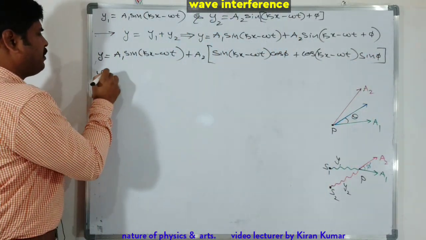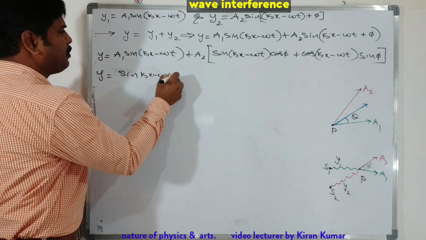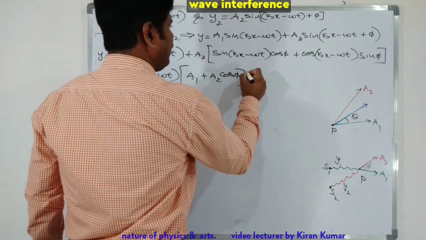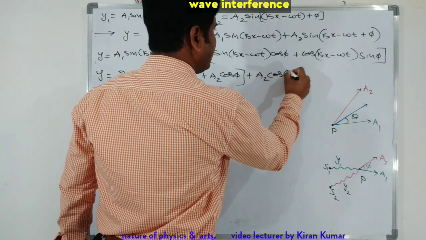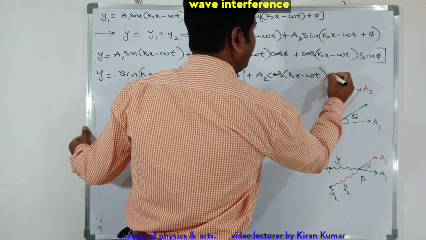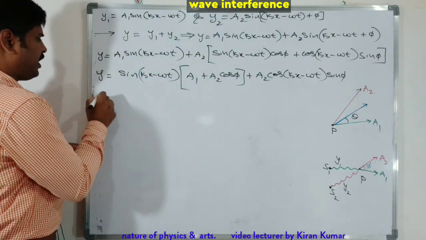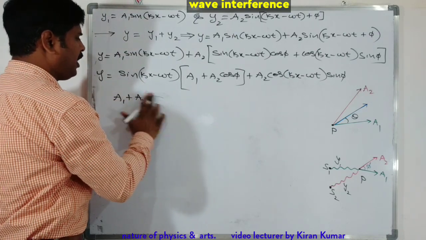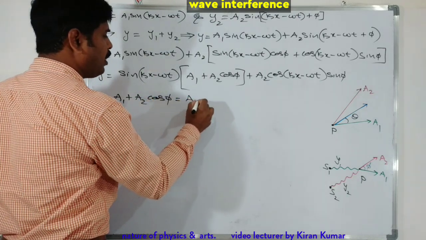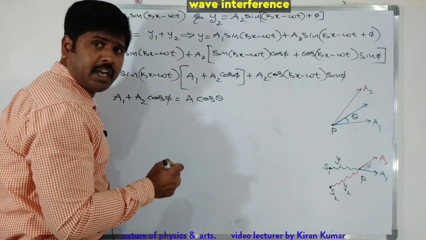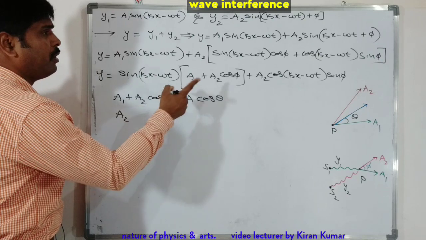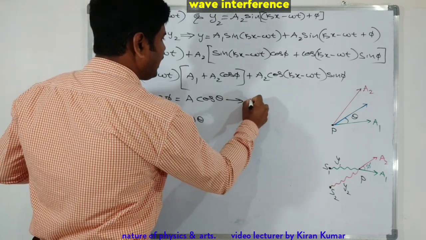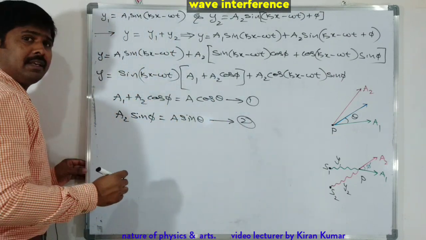See here, y is equal to sine kx minus omega t is common, then the remaining value is A1 plus A2 cos phi, and the remaining value is A2 cos kx minus omega t into sine phi. Rearranging the equation, before that the values are here A1 plus A2 cos phi, which is equal to A cos theta, the resultant amplitude. So A2 sine phi is equal to A sine theta. These are taken as equation 1 and equation 2, both are replaced in the above equation.